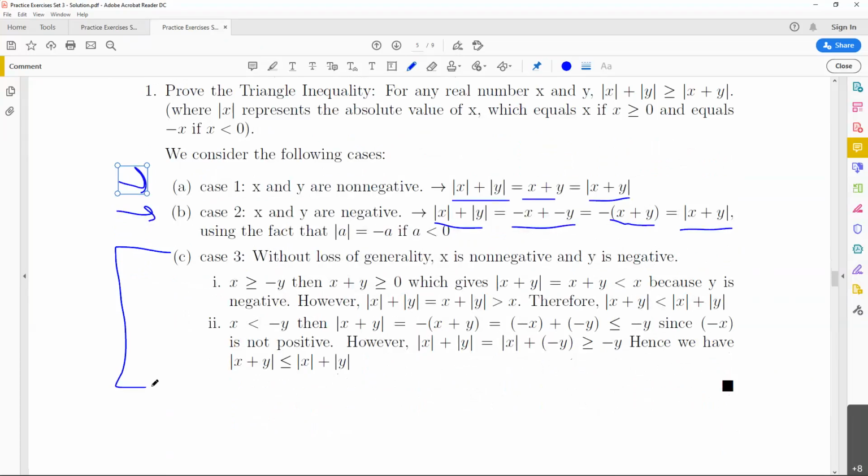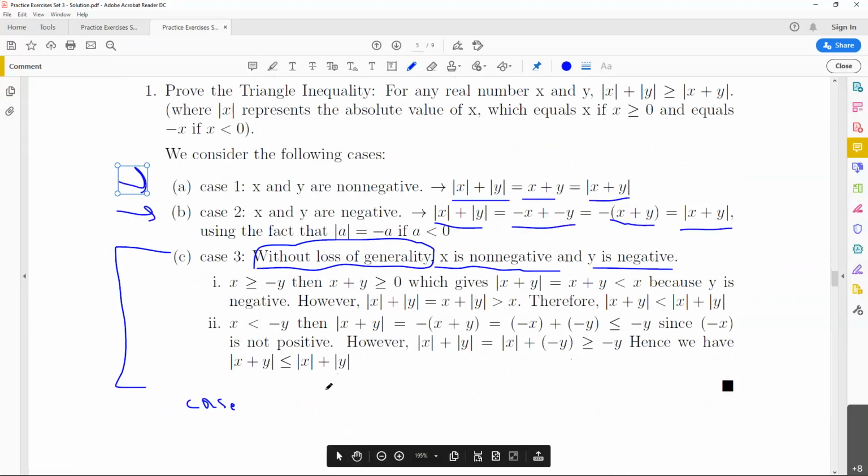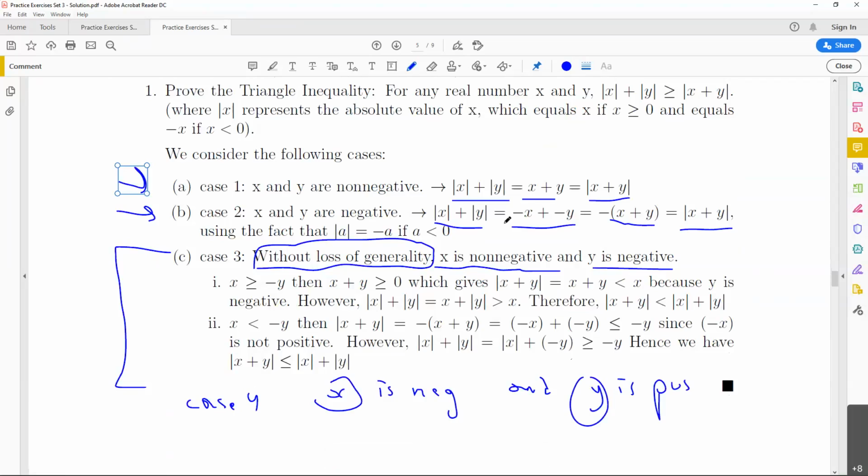Okay, now we go to part three. Here we're going to assume that x is not negative and y is negative. Again, in your course, there's something that we say: without loss of generality. It's true that there's a case where x is negative and y is positive, but it's the same case as three. You only flip the variables x and y, but it's fine, it's just a name. That's why we say there's only case three, without loss of generality. And we say x is non-negative instead of positive, which just means that x could be zero.